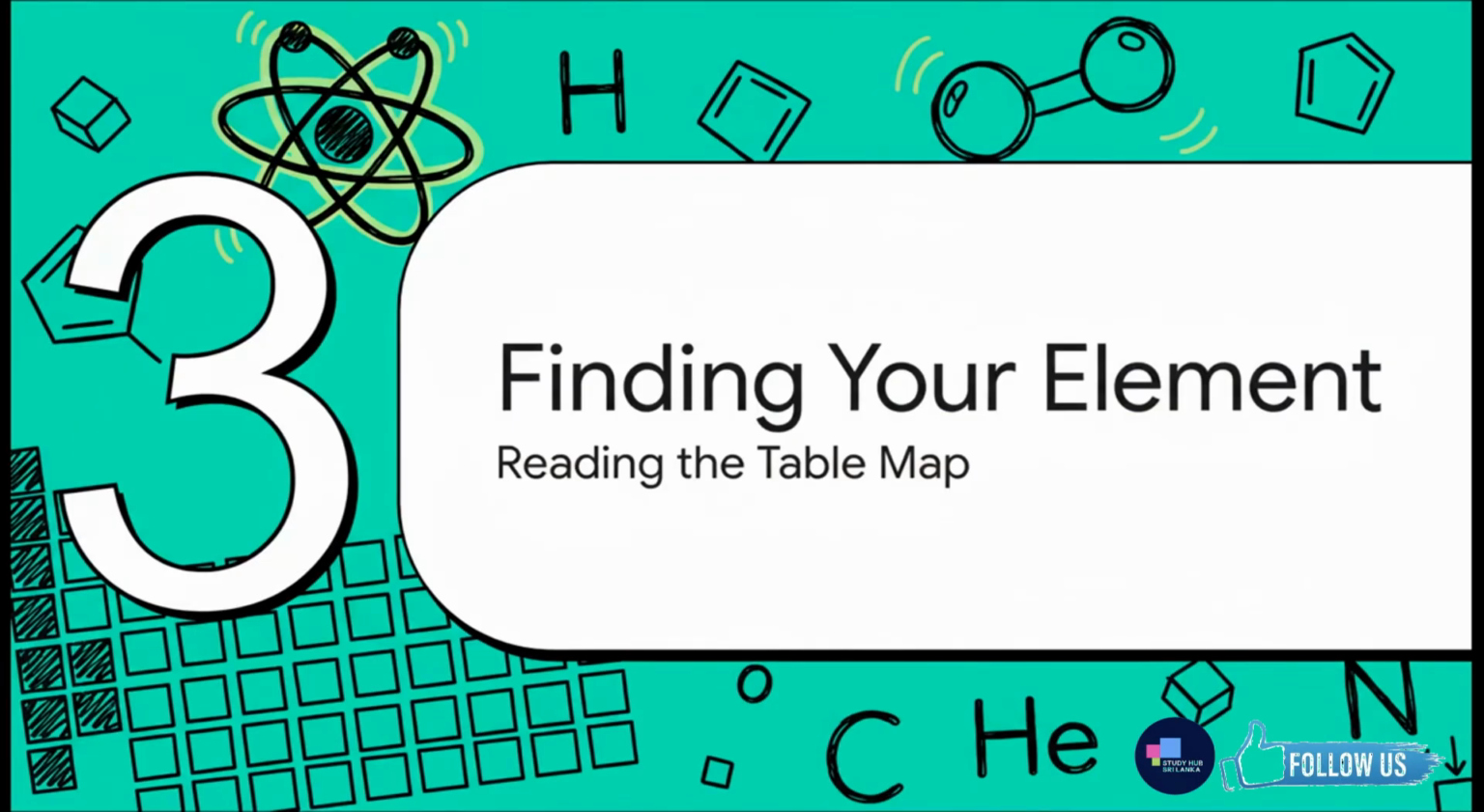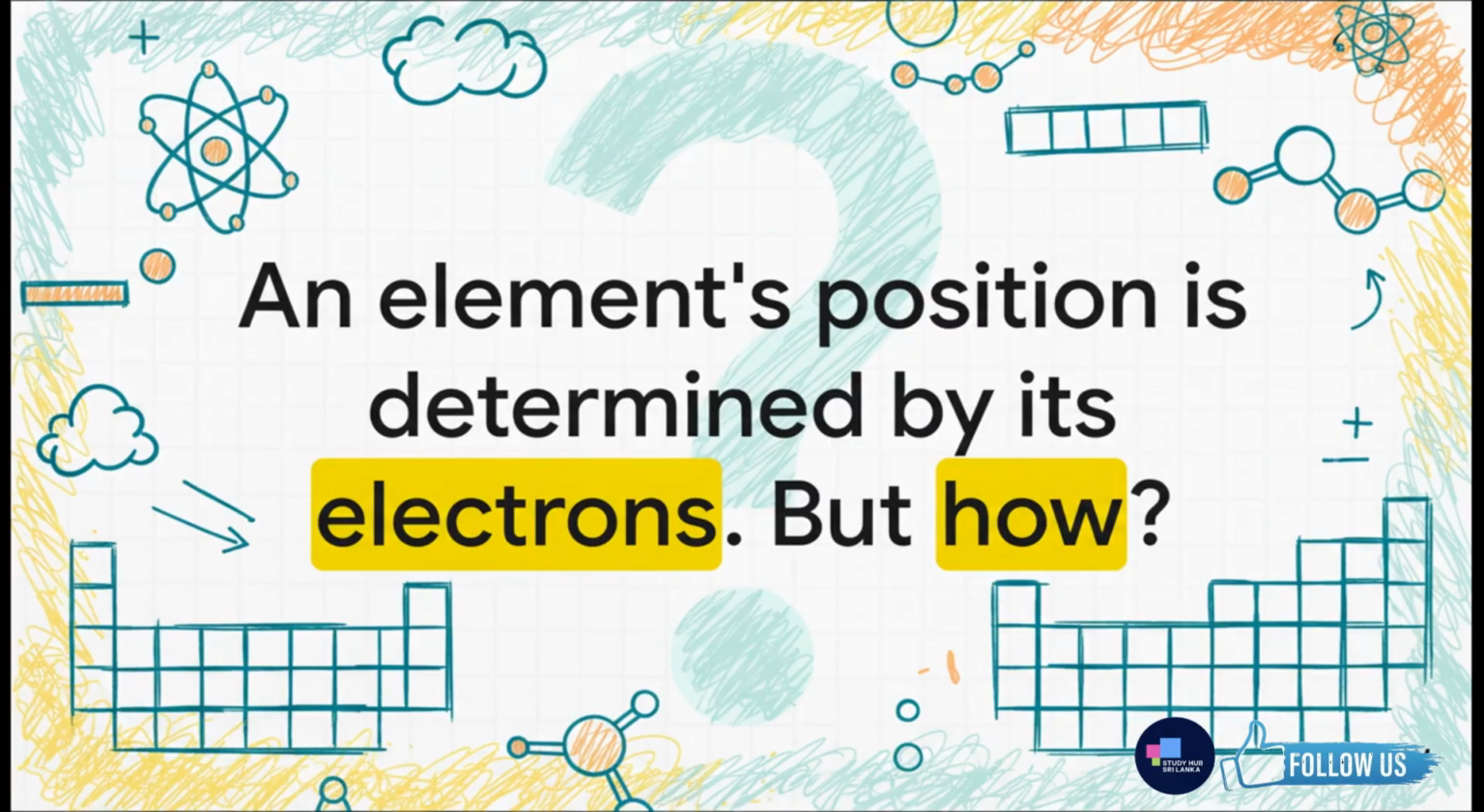So how exactly do we read this map? How do we find an element's exact location, or its address, on the table? Well, the secret is all in the electrons, specifically how an atom's electrons are arranged in different layers, or shells.